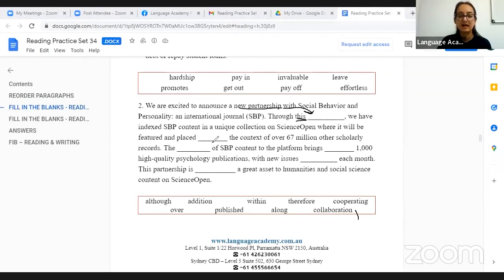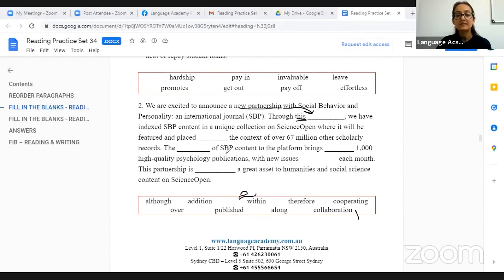So through this collaboration, we have indexed SBP content in a unique collection on Science Open, where it will be featured and placed dash the context of over 67 million other scholarly records. So some of you have written along here. So if you put along, it should be along with the context, but we don't have with here. So we should rather go with within the context of. Within means there will be 67 million other scholarly records, and one of them will be this one. So it will be featured and placed within the context of over 67 million other scholarly records.